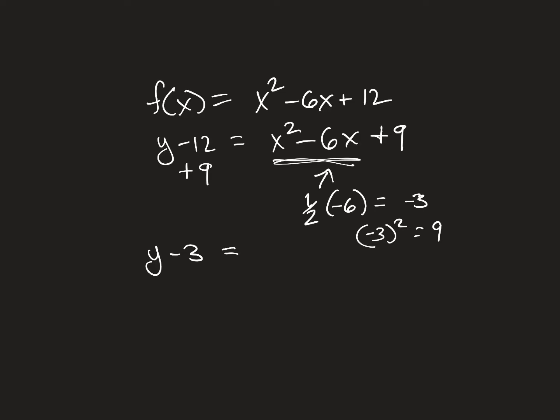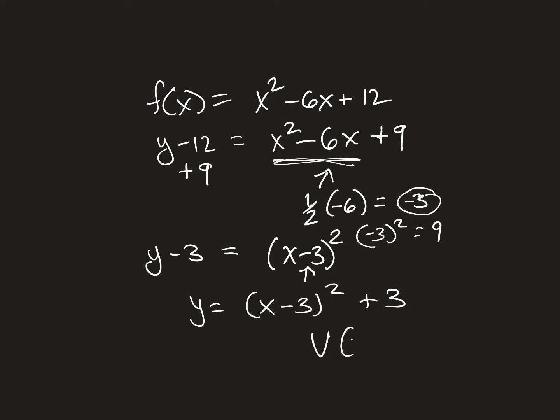Now, x squared minus 6x plus 9 is a perfect square, x minus 3 squared. One thing to note is that what goes here is always what you get after you halve that linear coefficient, if it's not obvious how it factors. Okay, almost done. Now just solve for y. So in completed square form, this would be x minus 3 squared plus 3. And the vertex here would be 3, 3.